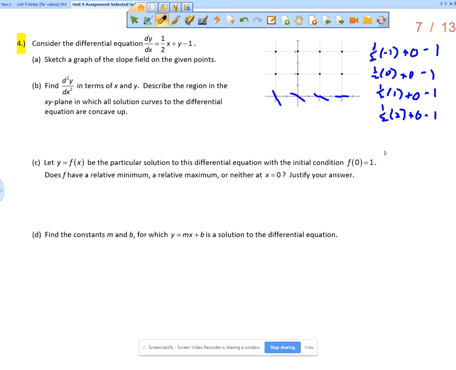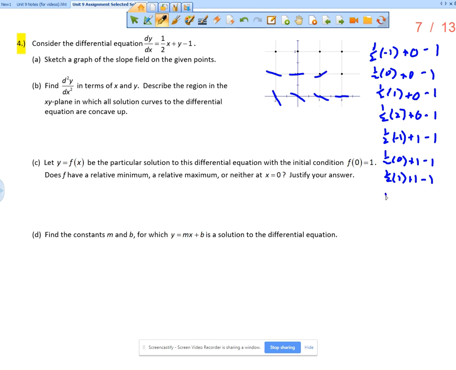Over here, that's negative 1, 1. So half of negative 1 plus 1 minus 1, that's negative 1/2, the same slope as there. Next one, half of 0 plus 1 minus 1, that's a slope of 0. Next one, 1, 1. Half of 1 plus 1 minus 1, so that's positive 1/2.